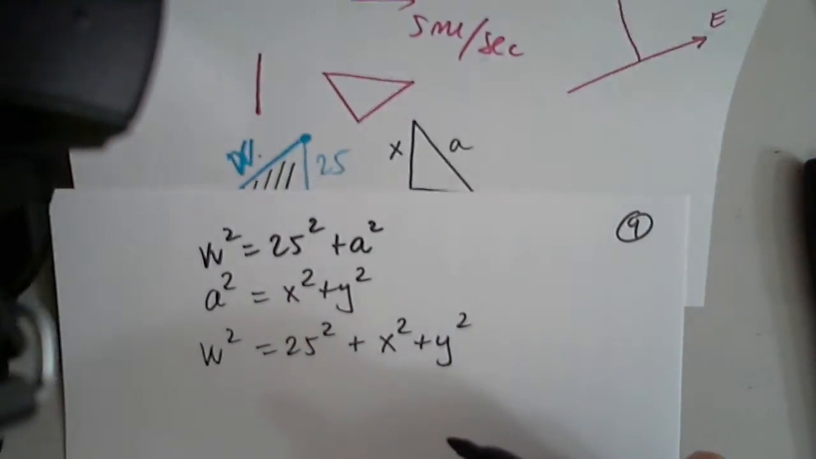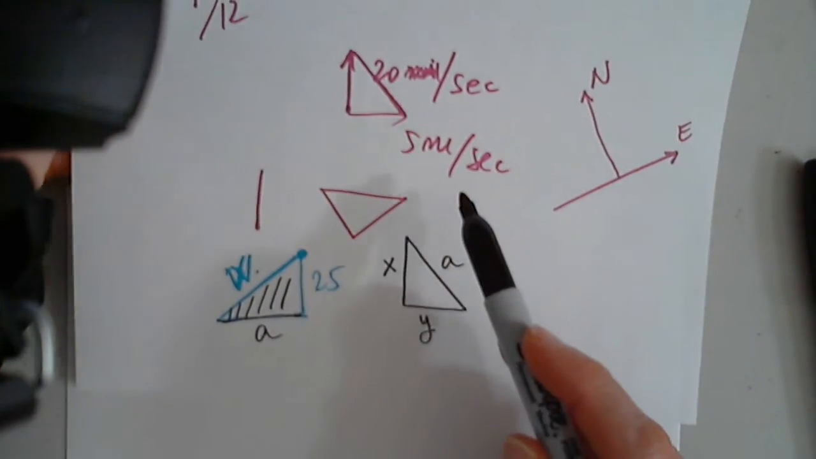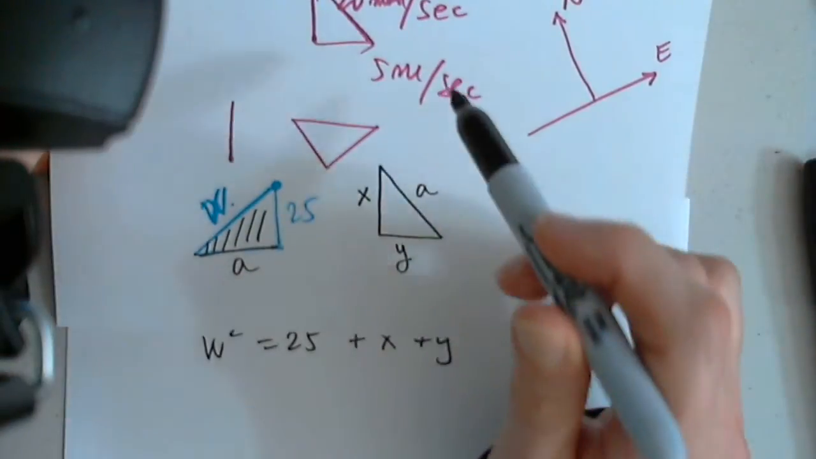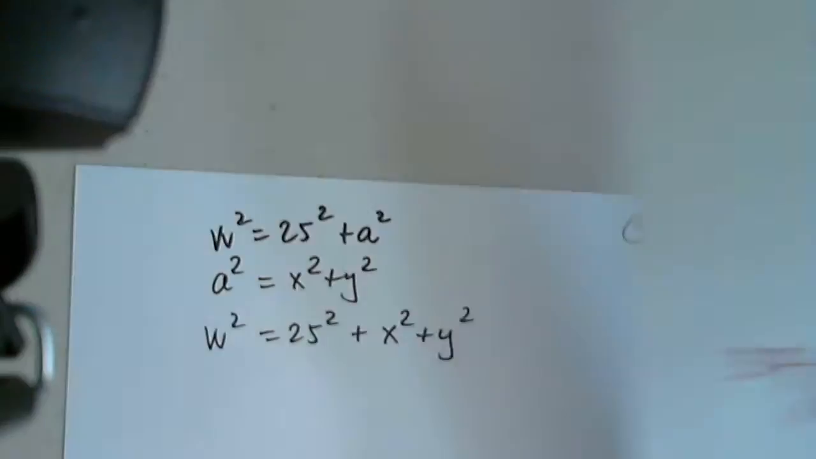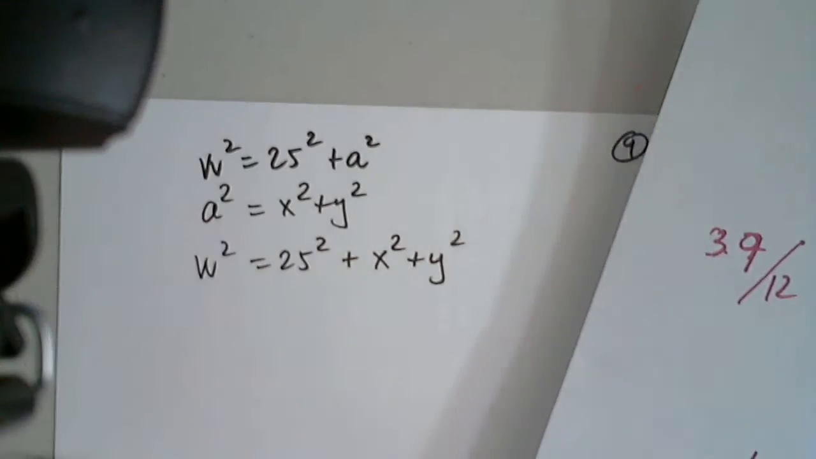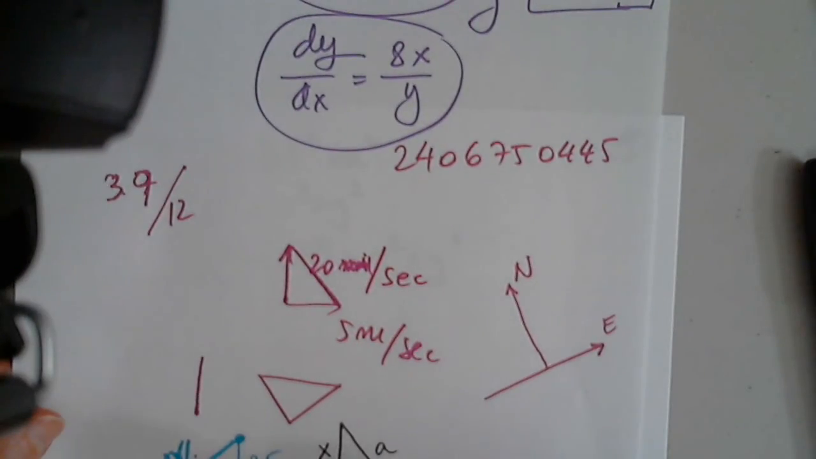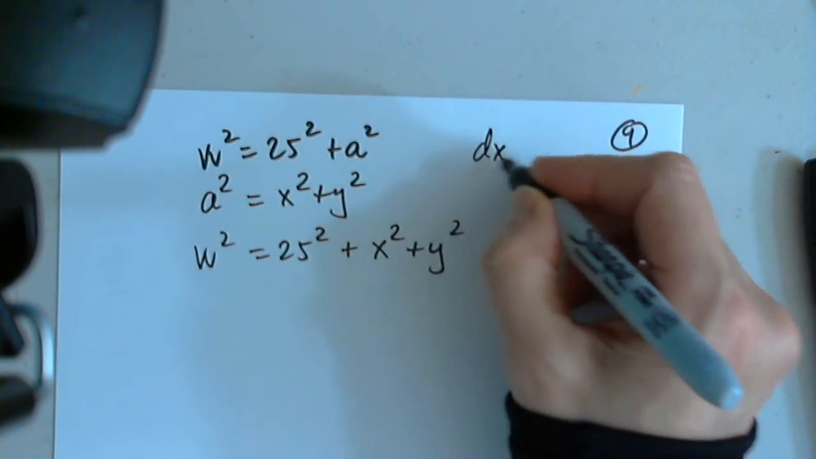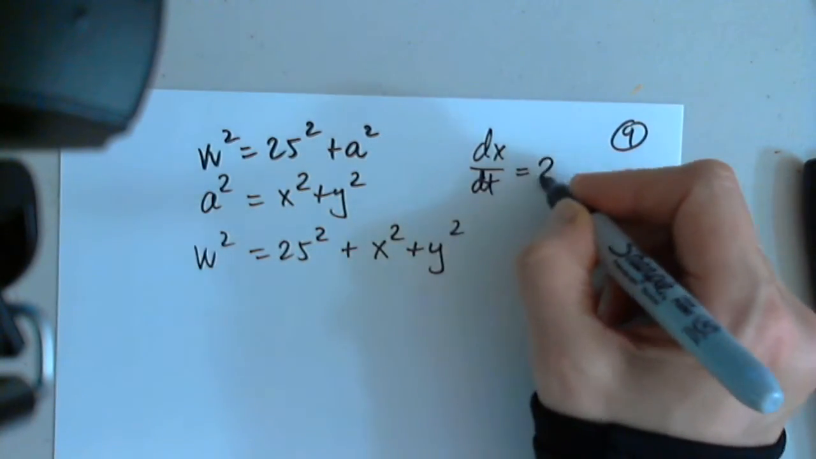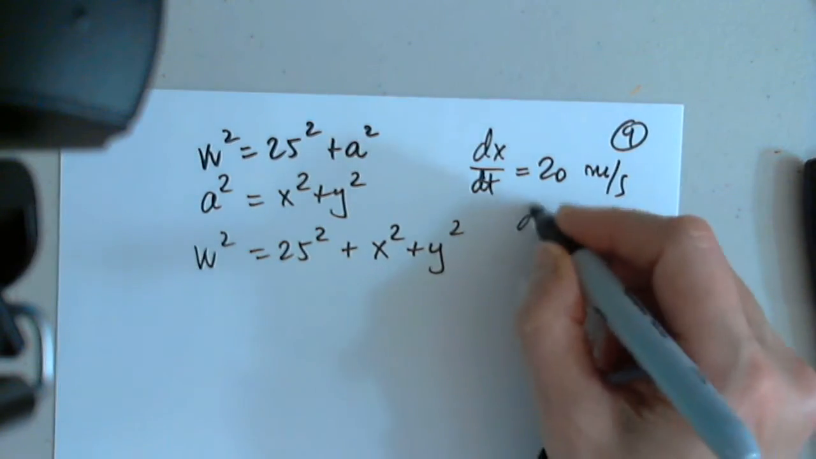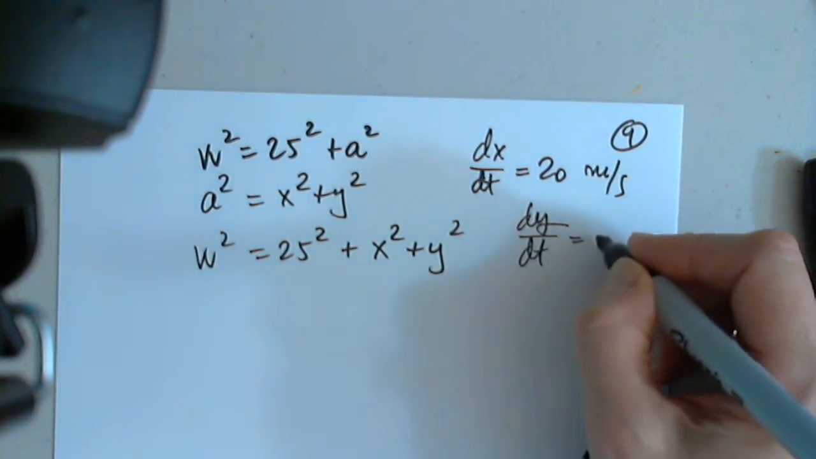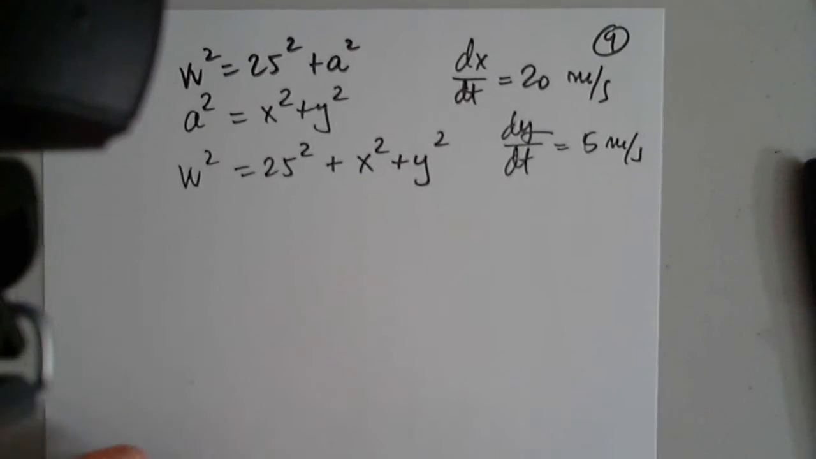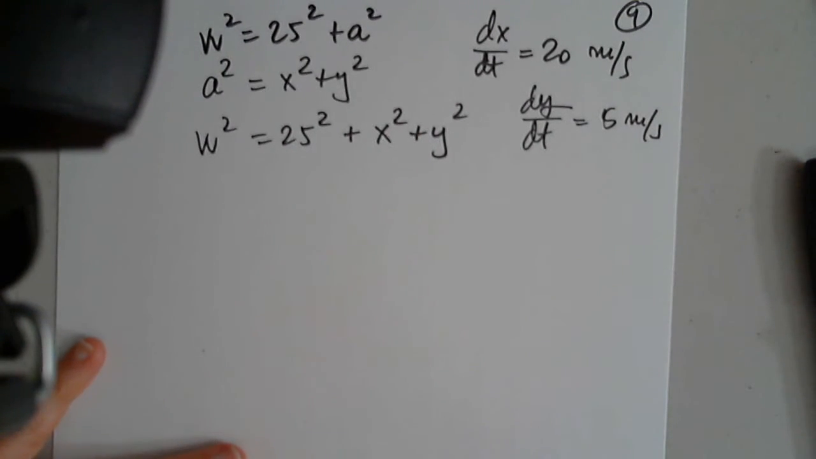I do have the rate of change of the drone. So the rate of change of the drone is dy over dx. So that's what we are given here. dx over dt equals 20 meters per second, and dy over dt equals 5 meters per second. Okay. So we don't have anything here, really.